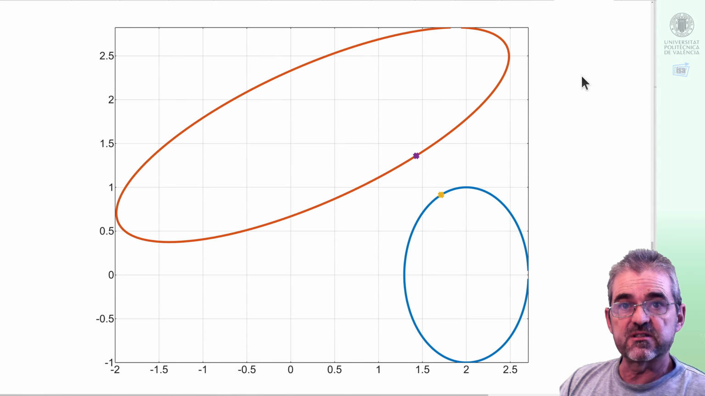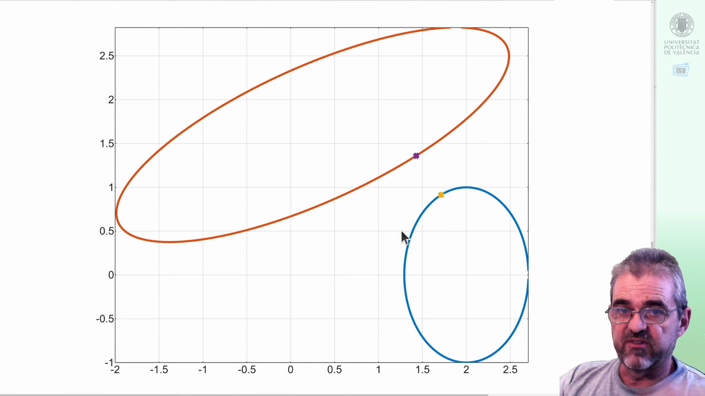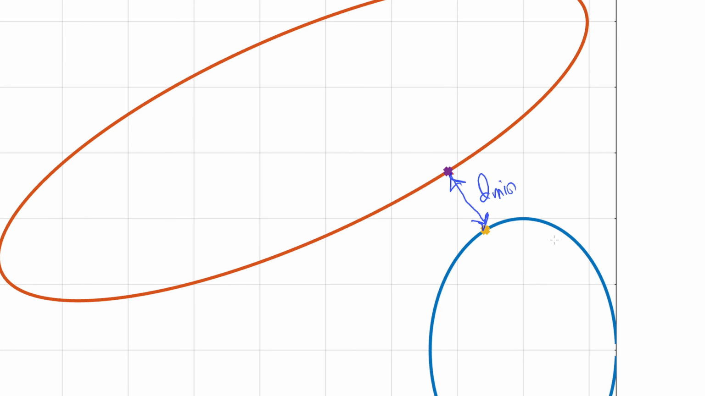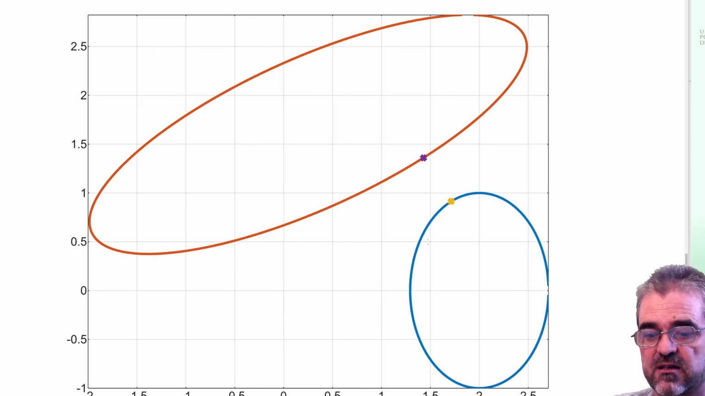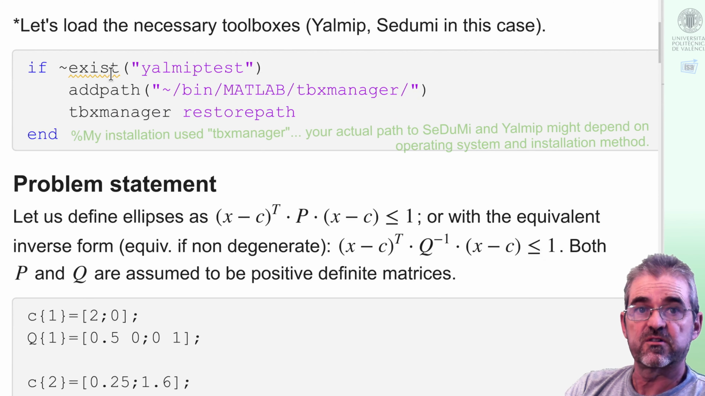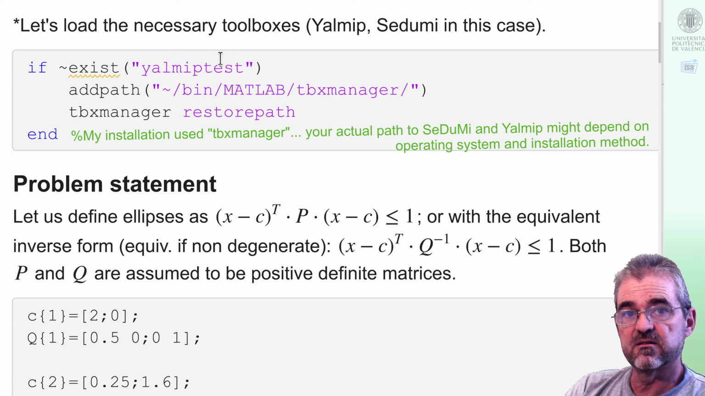We have two ellipses and we wish to find the minimum distance and the points achieving such a minimum distance. And we will use semi-definite programming, LMIs, to do that. So let's delve into the details. First, we'll load the necessary toolboxes, YALMIP and SeDuMi in this case, for instance.